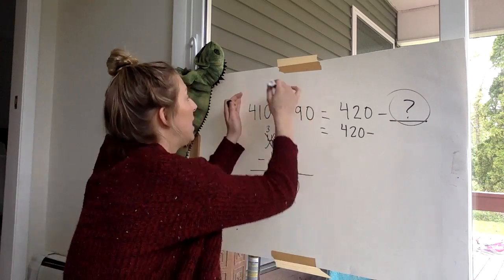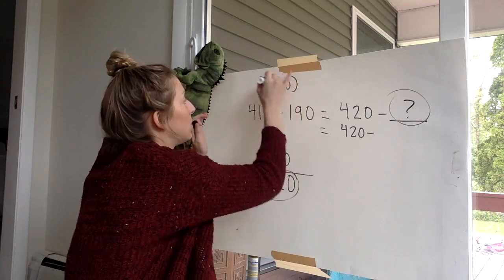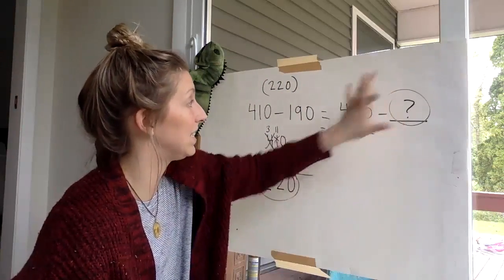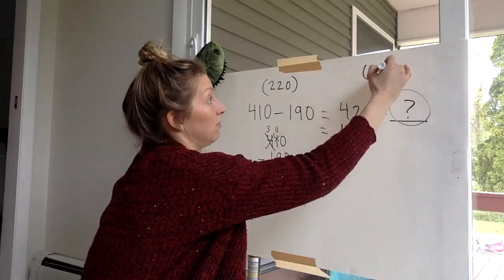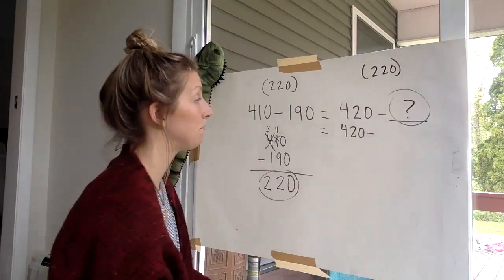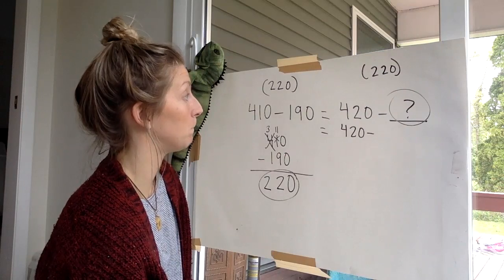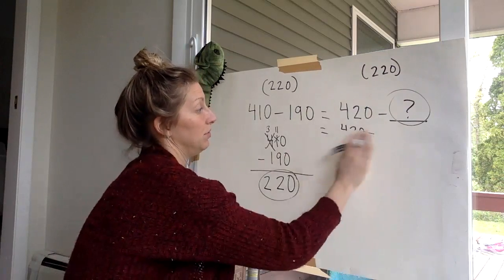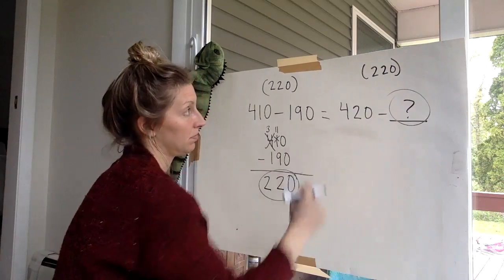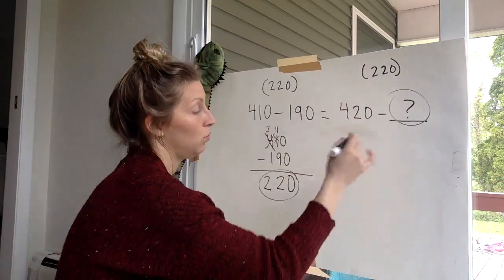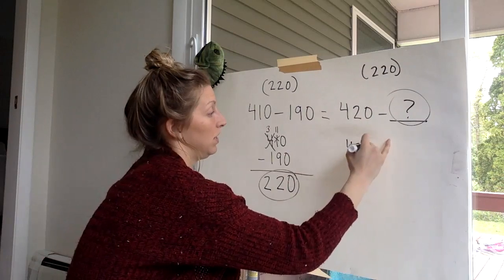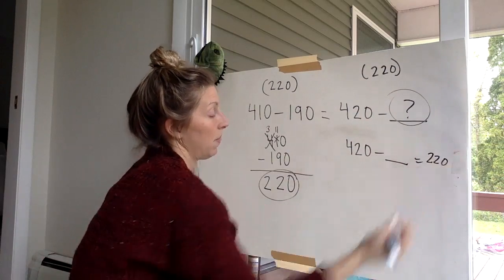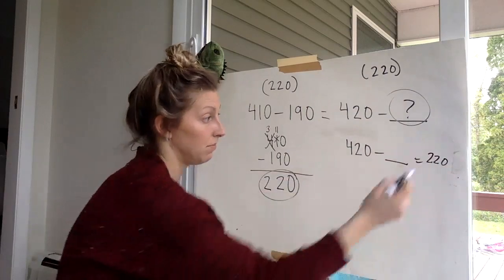So this side equals 220. So let's put that up there. 220. We have to get this side to equal 220. Okay? It has got to equal 220. So watch what I can do right here. We know that 420 take away something is going to give us 220. It has to give us that, okay?